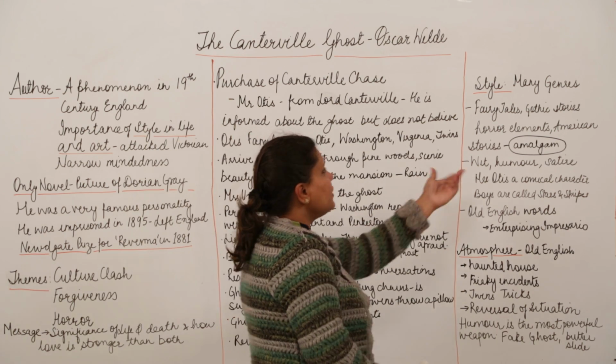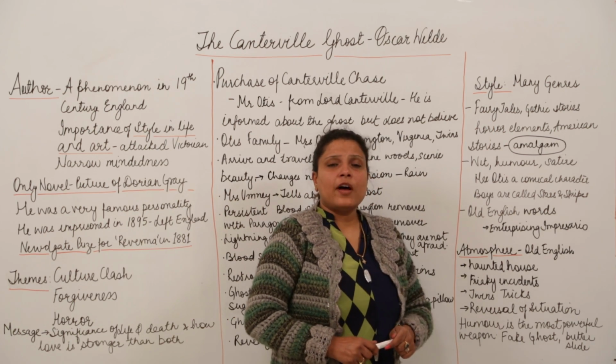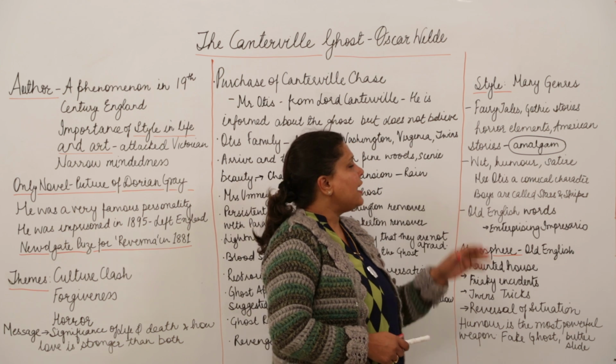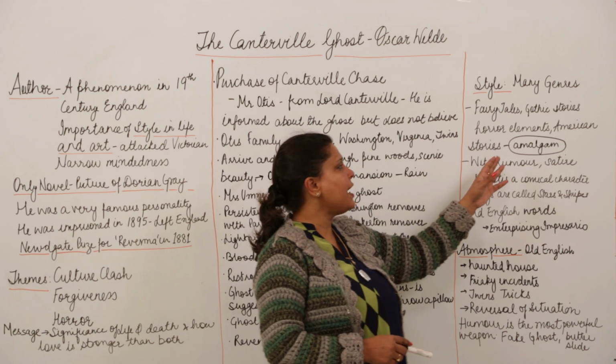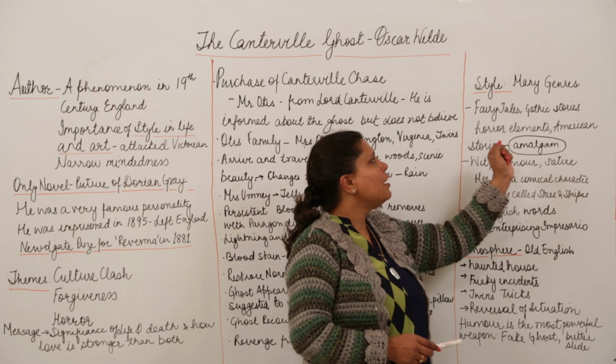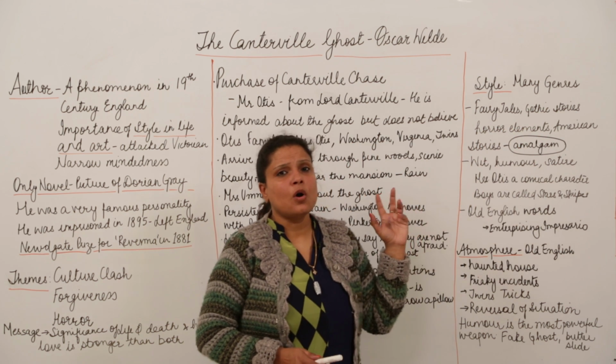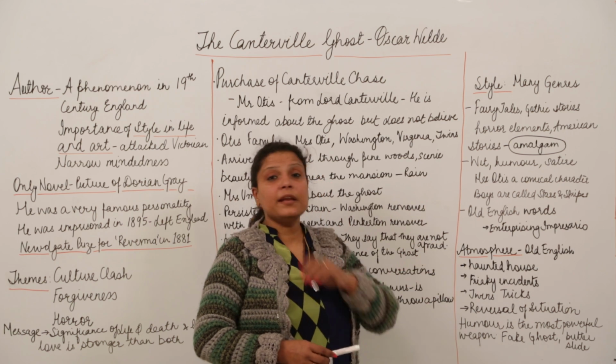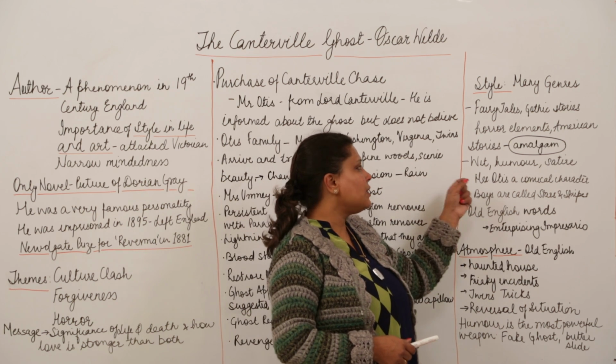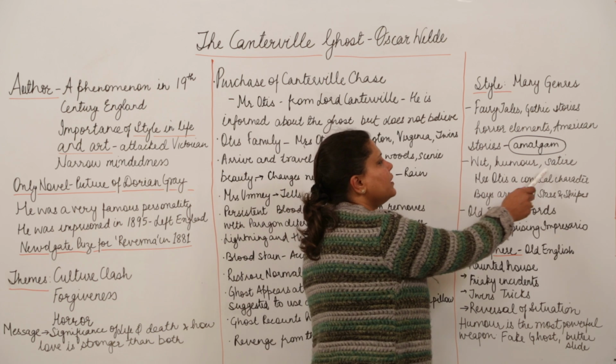Now, let's talk about the style of the writer. Oscar Wilde was a very accomplished writer, and in this story, he has amalgamated many genres like the fairy tales, gothic stories, novels, horror elements, even some American stories. Then there is ample use of wit, humor, satire.